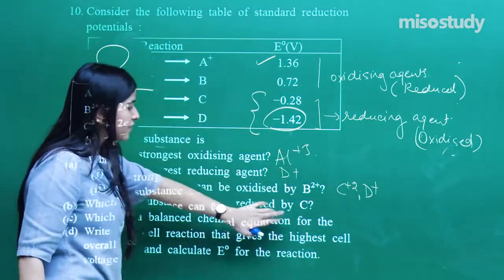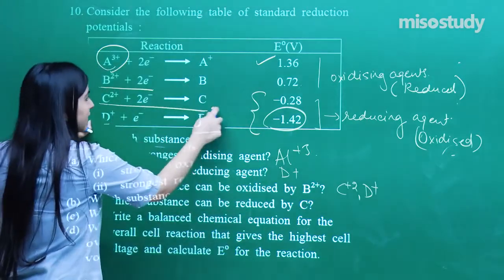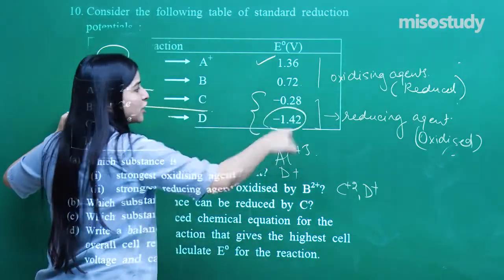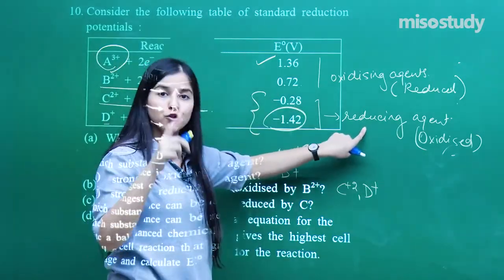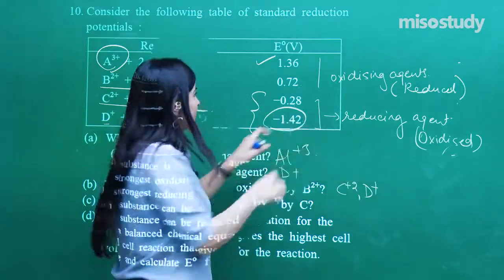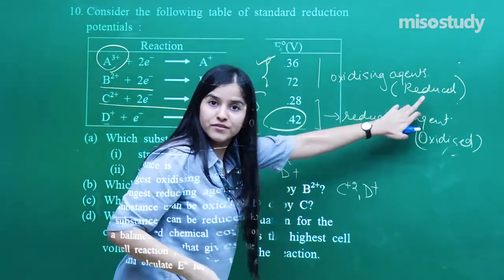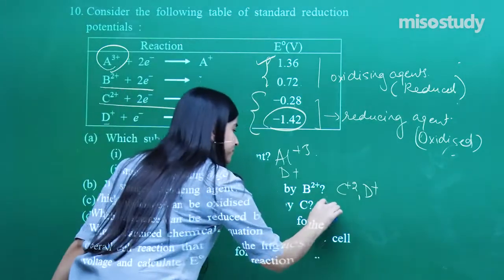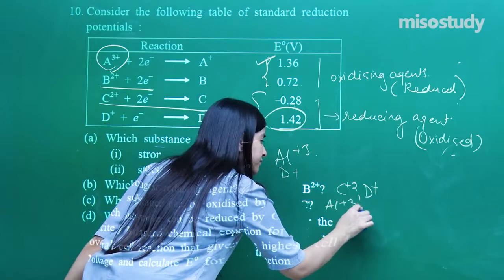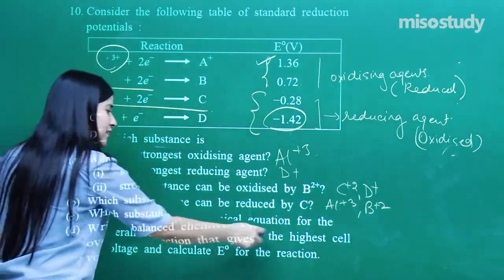Which substance can be reduced by C? Now C is here, right? It is a good reducing agent. So it is itself getting oxidized, and which ones can it reduce? These two quantities it can reduce, right? Because they are getting reduced. Clear? Okay. So Al+3 and B+2. Done? Okay.